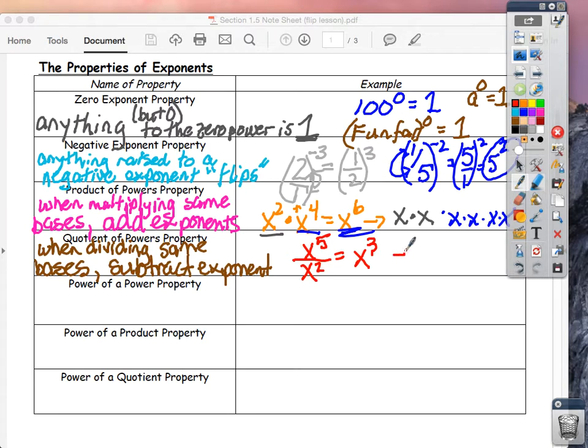If you're not a believer, you can look off to the side. I'll do it in hot pink. You got 5 x's on the top, and then you got 2 on the bottom. What happens with these? How many x's do you have left? I'll count them. 1, 2, 3. We got x cubed. Next.